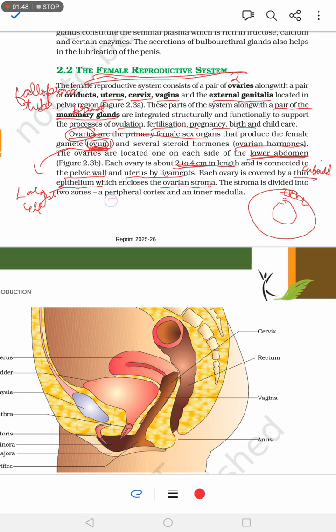So the outer peripheral part is known as the cortex, inner part is known as the medulla. Mind you, this is a cross section, okay, of an ovary. So this cortex and medulla name can be applied to other organs too, like kidney, adrenal glands. All these organs also, the outer part is known as the cortex and inner is known as the medulla.